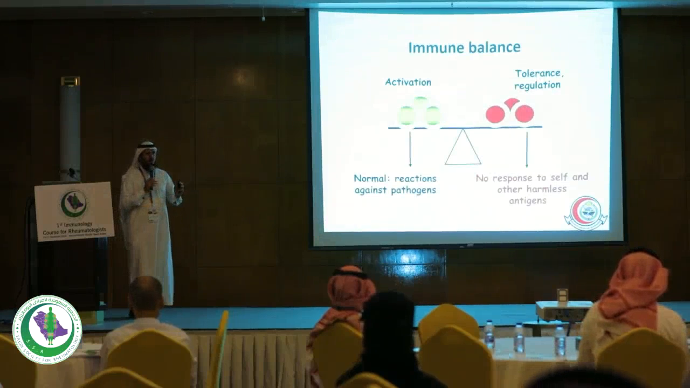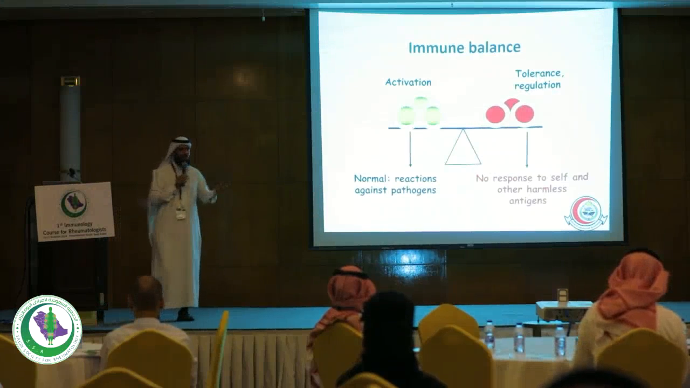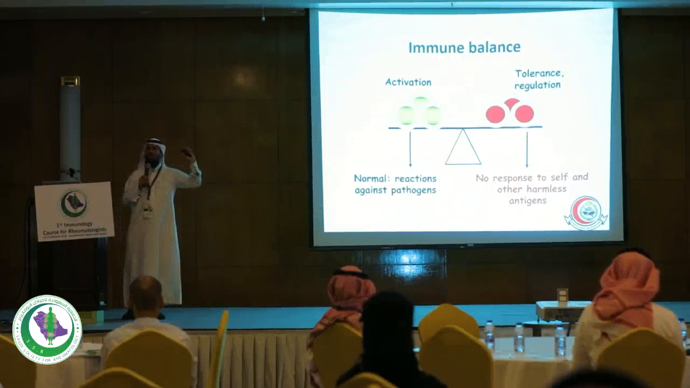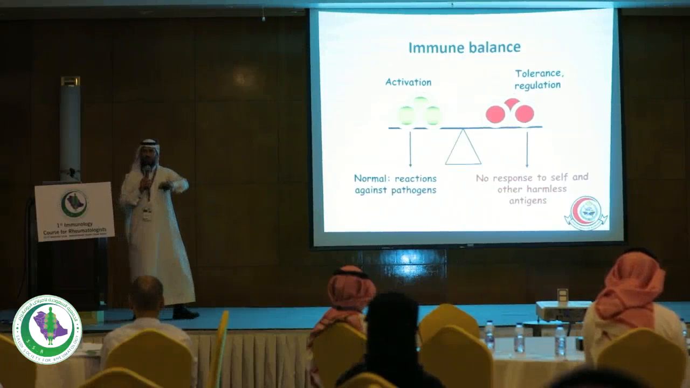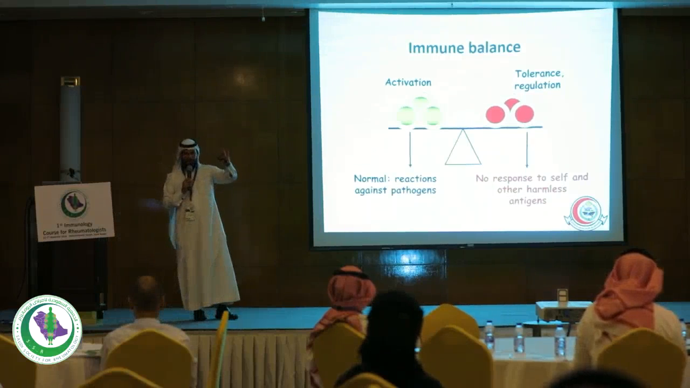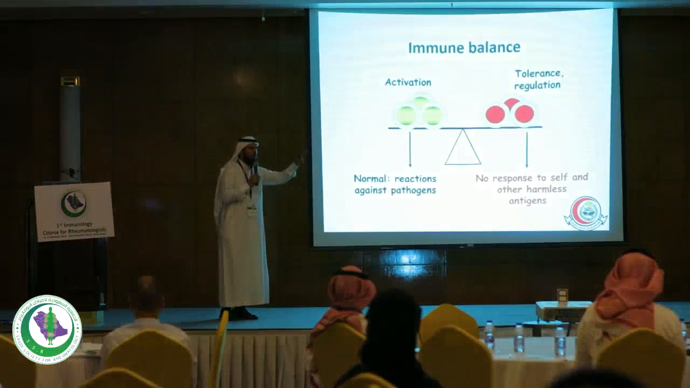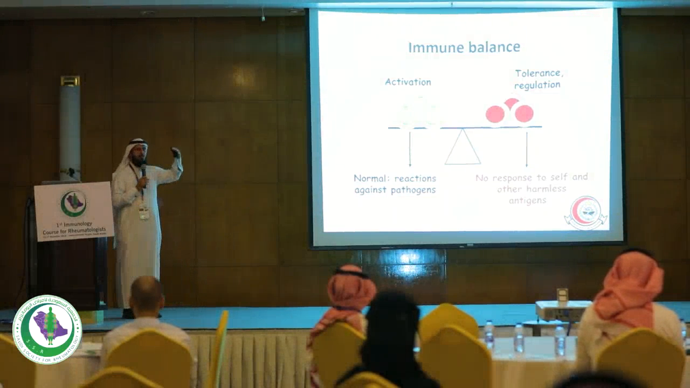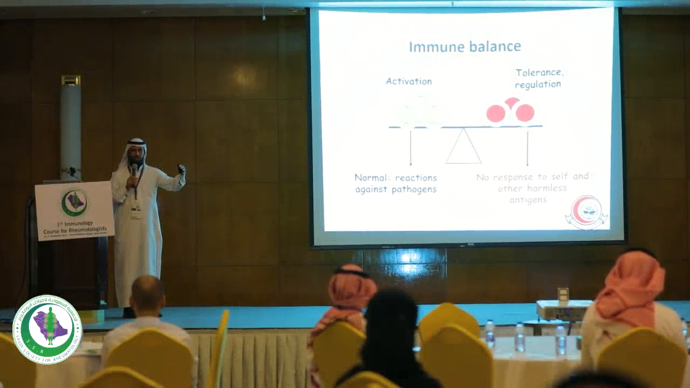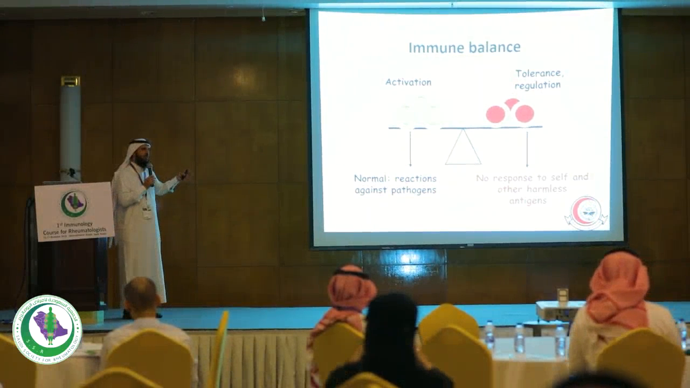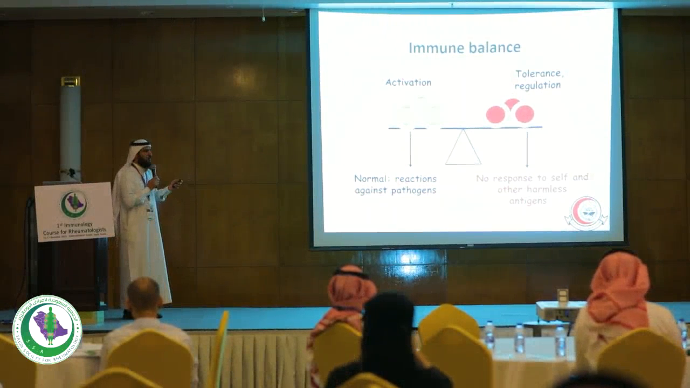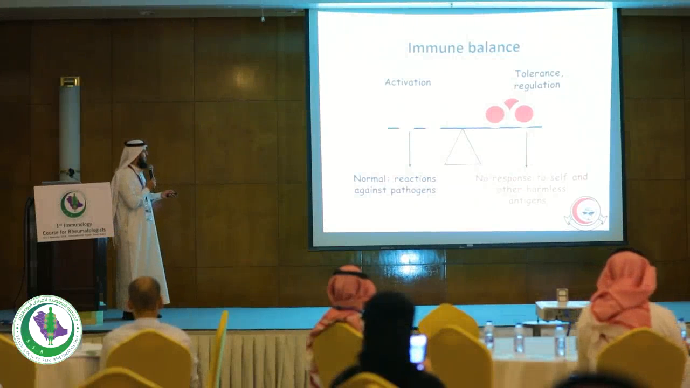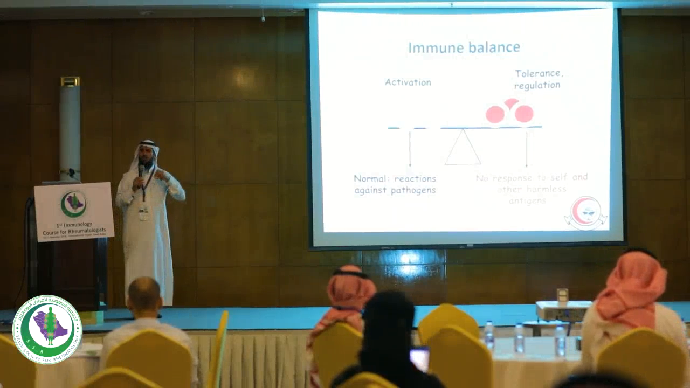The immune system should be balanced. We have an activation, and this is important for any organism. You have an infection, the immune system should be active to kill the infection, but then the immune system should go back to homeostasis. Otherwise, we will have more inflammation, more autoimmunity and immune dysregulation. So we should have regulation of the immune system, and the regulation is causing tolerance.